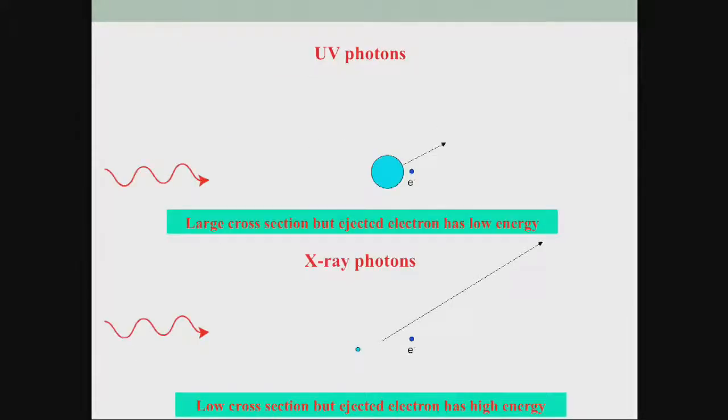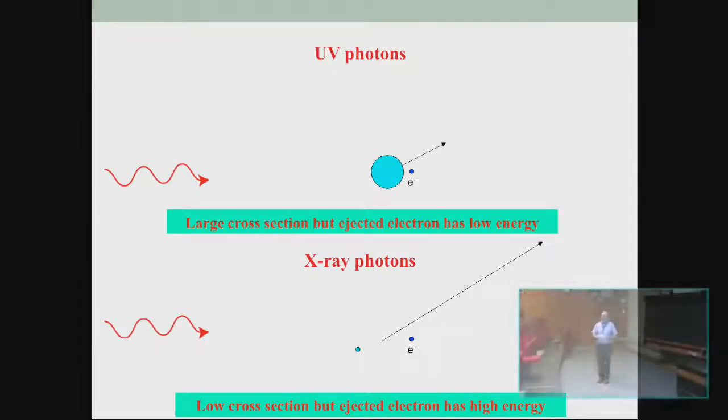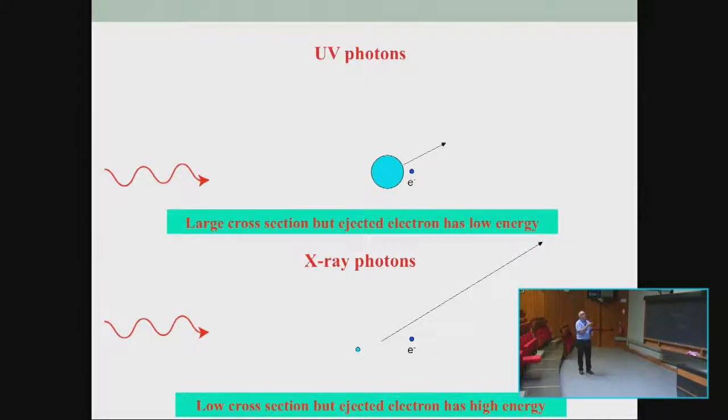And that's where it comes in here. This was supposed to be an animation, but I did it in OpenOffice at the time, and when I translated it to PowerPoint, it stopped being an animation. So I'll describe the animation in words. Say you have a photon of 13.6 electron volts, or close to that, a little bit higher.